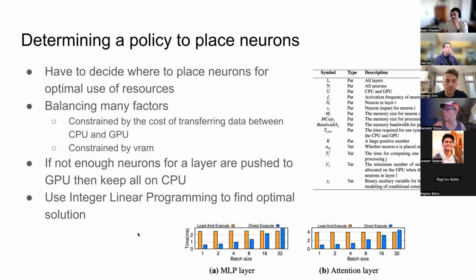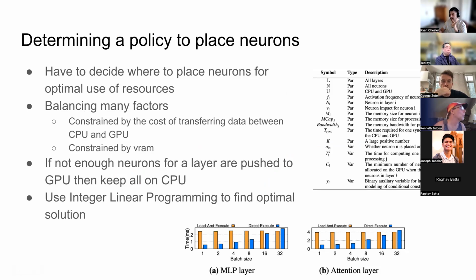So the second piece of this is figuring out how do we place neurons on CPU and GPU. The naive approach is saying let's take the 24% that has 80% of the activations, and let's just put that all on GPU. And that's a decent starting point.